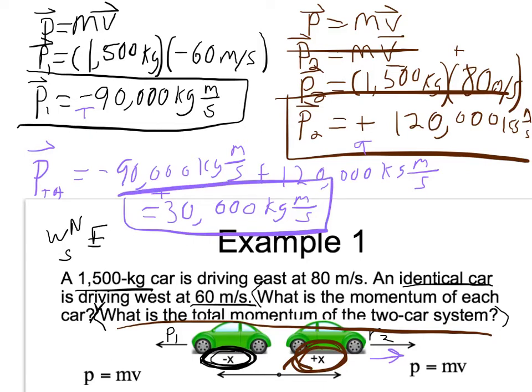All right, key takeaways: the formula for momentum, p equals mv. Momentum is a vector, so its direction matters.